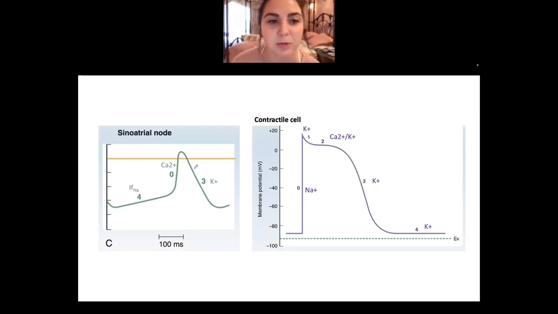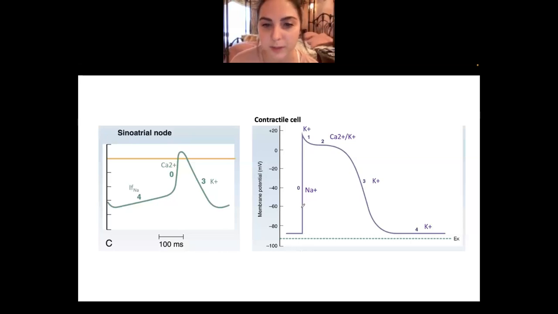So your SA node action potential, this is a need to know. This is also what they'll ask questions about with the antiarrhythmics. They're like, what's happening to phase 4 of your SA node if you give this antiarrhythmic, versus what is the action potential of a contractile cell going to look like if you give a class 2 or a class 3, which we'll talk about, but you should 100% know the SA node action potential looks like this. Phase 4 is that funny current, and then you have your calcium upstroke, and then your repolarization with potassium.